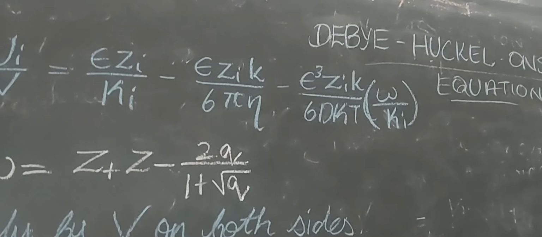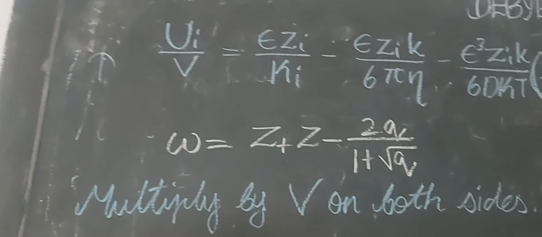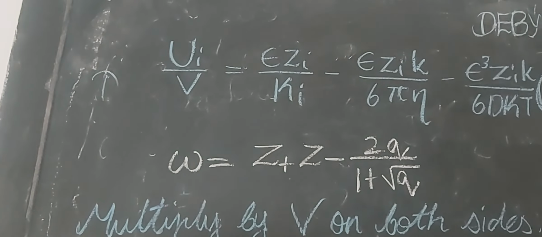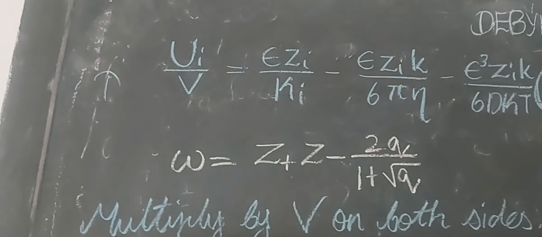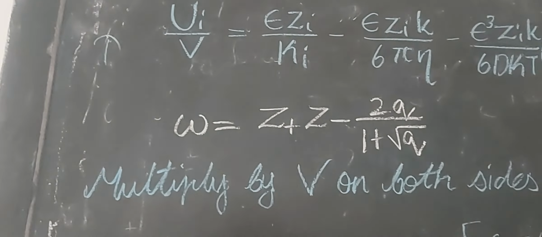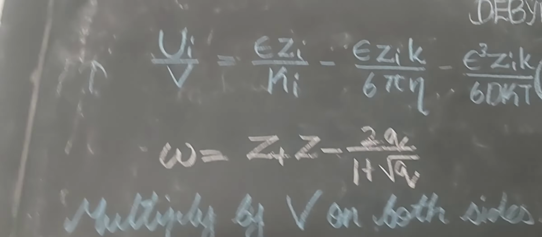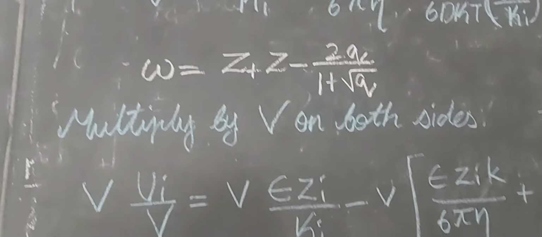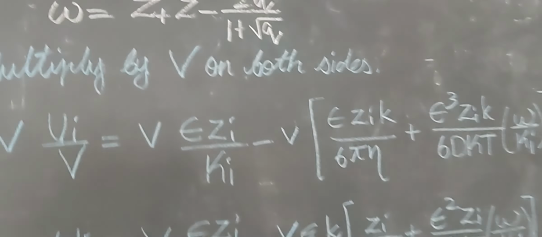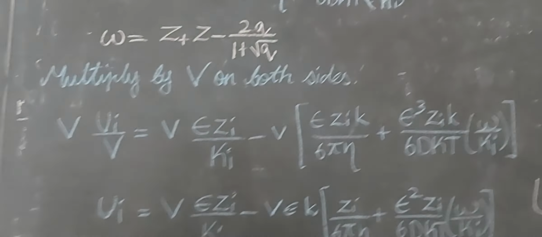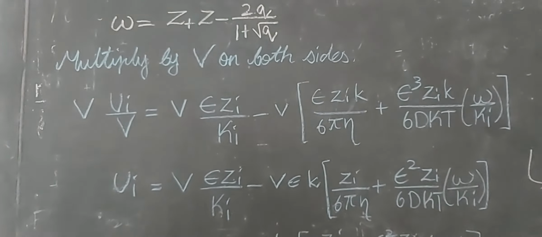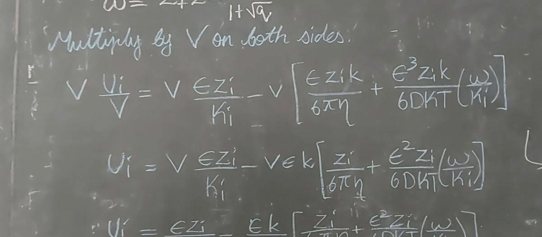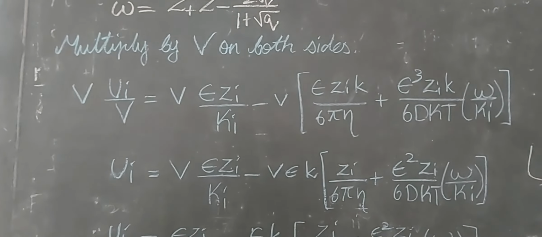What is the value of omega? Omega is z plus z minus, the charge of the plus ion and the charge of the minus ion, into 2q divided by 1 plus root of q. After this we multiply both sides of the equation by v, and we come to the equation ui equal to v epsilon Zi divided by kappa i minus v epsilon k.